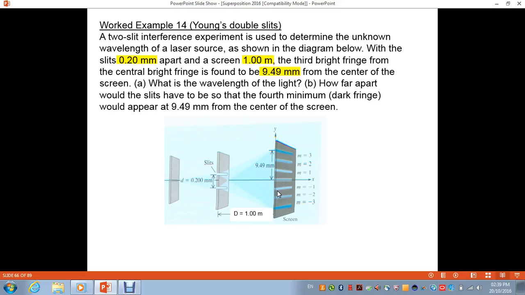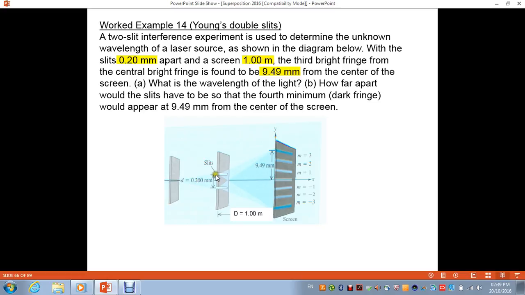Then we look at an example on the Young double slit experiment. Same thing, you take some time to do this question. Assuming that you have already completed the question, let's take a look at what is given here. You are given a two slit interference experiment, which is used to determine the unknown wavelength of a laser source, as shown in the diagram, with the slits 0.2 mm apart.